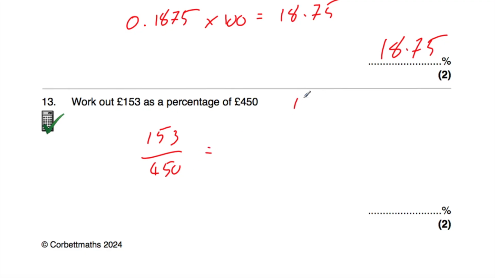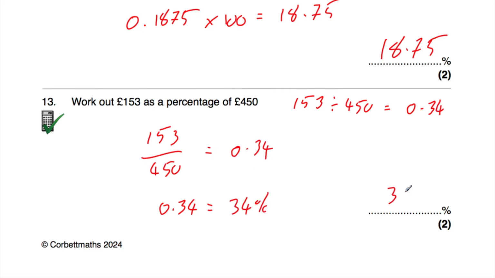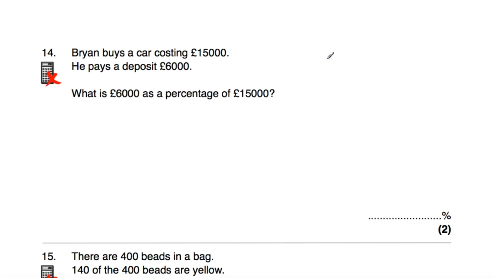And then I'm just going to, on my calculator, do 153 divided by 450, and that's equal to 0.34. So that means that 153 out of 450 as a decimal will be 0.34. And then 0.34 as a decimal, if we move those digits 2 columns to the left, that'd be 34%. So that means that 153 as a percentage of 450 would be 34%. And that's it. Okay, let's look at our next question, question number 14.